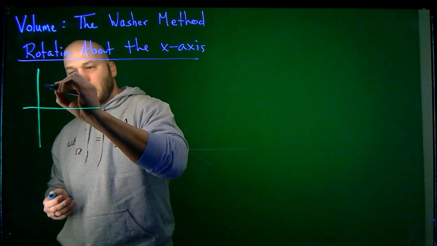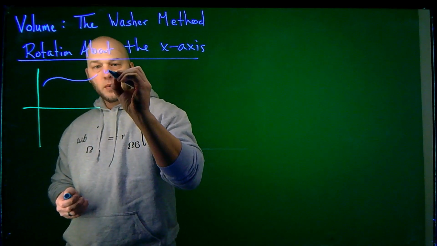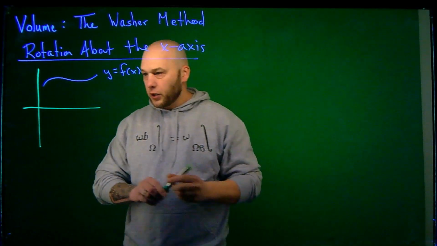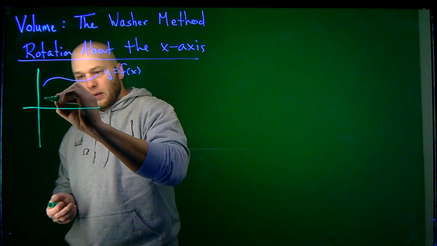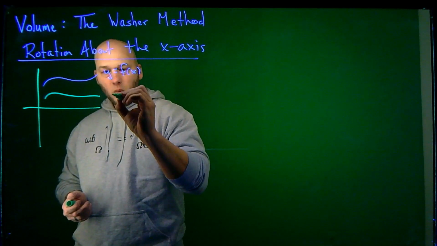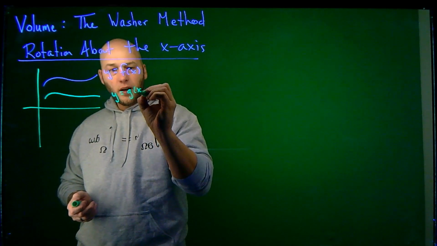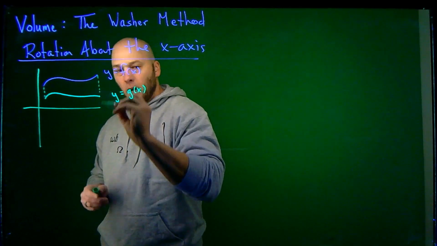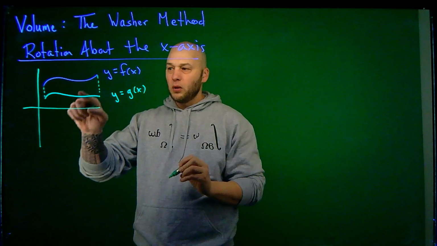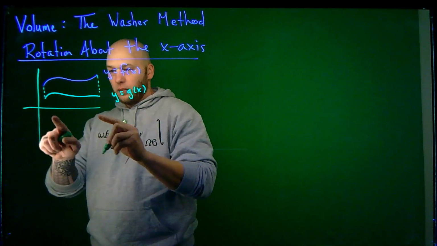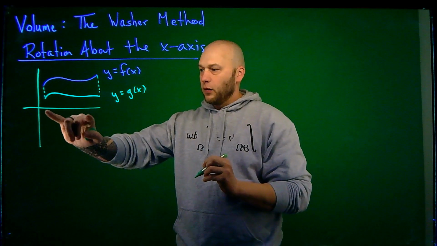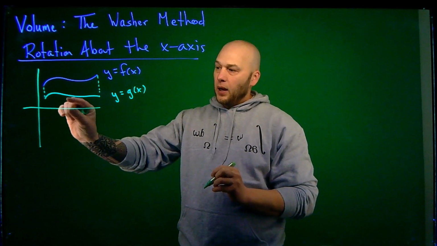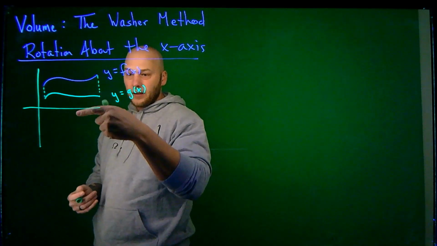Let's say I've got the function that looks like this, and I'm just going to label that y equal to f of x. And then I'm going to take a second function, let's say this one, which is y equal to, say, g of x. And the idea is I take the area bounded between those. So I take this entire area bounded between those two graphs on, say, the interval from a to b. I take that and I spin that about the x-axis, and I'm going to create a three-dimensional solid that has a hole in the middle.